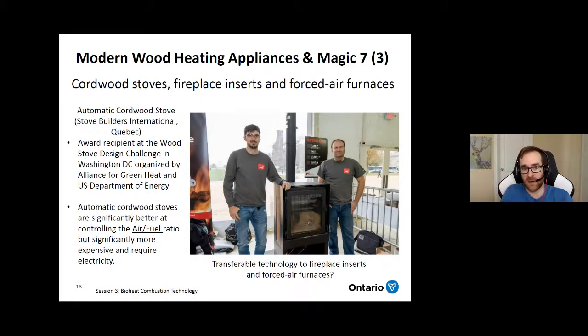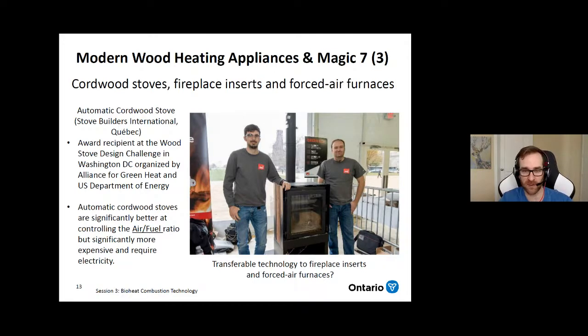So one of the newer appliances on the market does have a better way to control the air to fuel ratio and the temperature. It has sensors in the stack to control the air. It's available on the market right now, but it's a little bit more expensive. I think people still don't see the value or the cost benefit here. But for stoves, I think it's really the way forward, and we're probably going to see the same control devices for fireplace inserts, and it may also come for forced air furnaces.